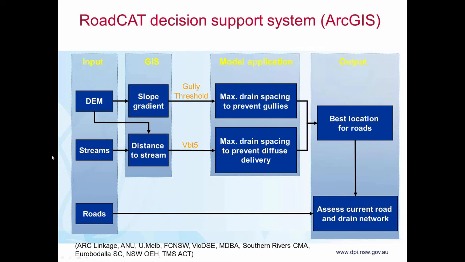A stream layer, again, is probably best if it's LiDAR derived. You need a road layer to see where your roads are, or of course if you're going to build roads, then it's possible to put in possible locations for those. The GIS itself can calculate the gradients of the roads and also the hill slopes. We can work out the distances to the streams. We applied that gully threshold that I told you about from Croke and Mockler's work, and also the VBT5 model.